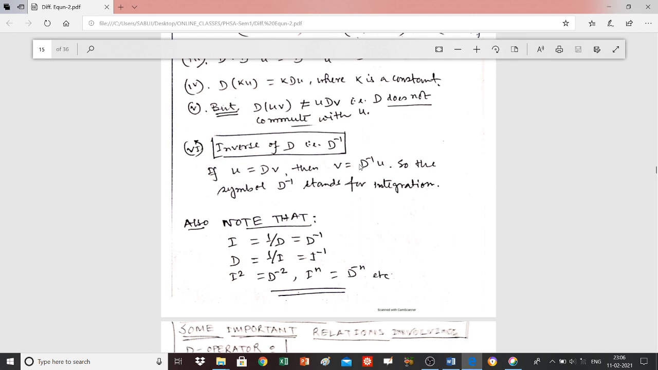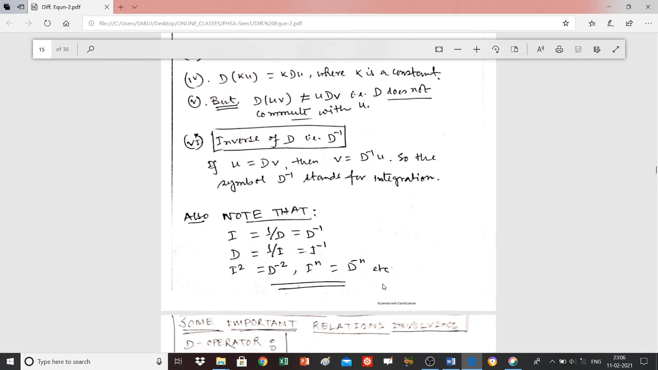And in this case, D inverse stands for integration. That is, you know that the inverse of differentiation is integration. So D inverse will provide integration. So here are some properties like this. Here I is equal to 1 by D, that is D inverse, and similarly you can write D is equal to 1 by I, that is equal to I inverse. I means integration. So I squared can be written as D to the minus 2, and in this way I to the power n can be written as D to the power minus n, etc.